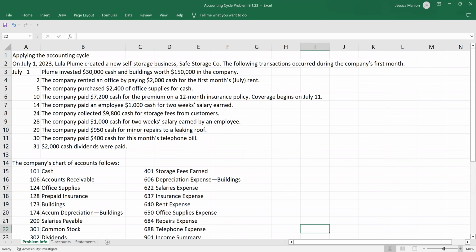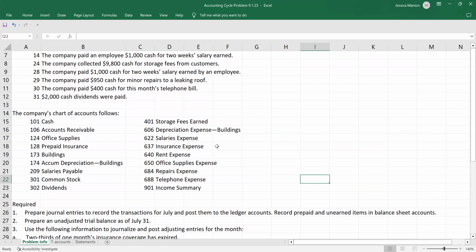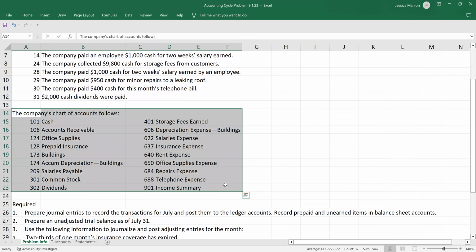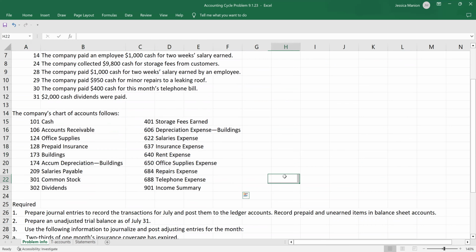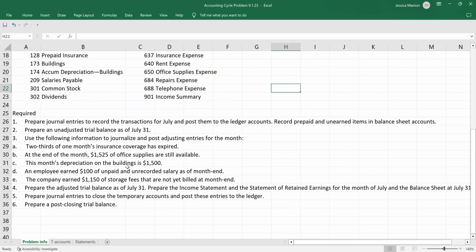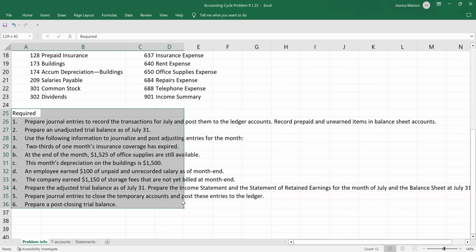And so remember, step 1, step 2 of the accounting cycle. Step 1, analyze the transaction. Step 2, journalize the transaction, right? So let's do these journal entries. And you'll see on this Excel file, I've got all the problem info here. Here is our chart of accounts, so all the accounts that we'll be using. And then here are the steps of the problem. We're going to start by preparing the journal entries, updating the T accounts, preparing the unadjusted trial balance, going through all of those steps of the accounting cycle.